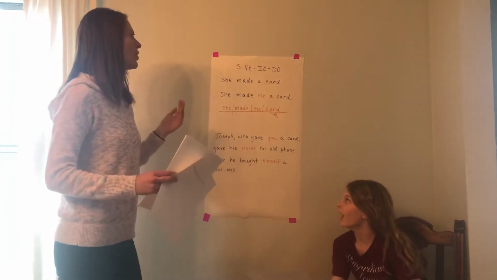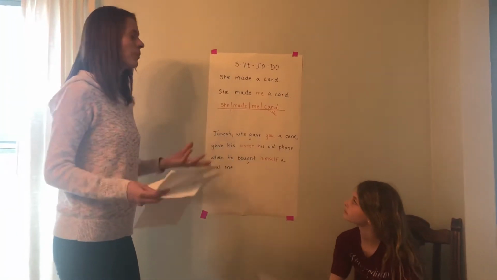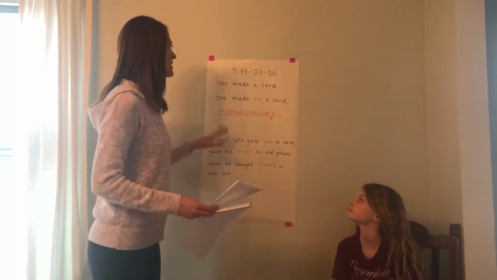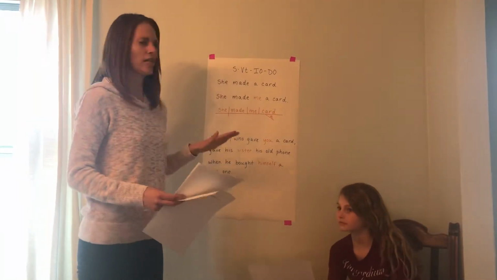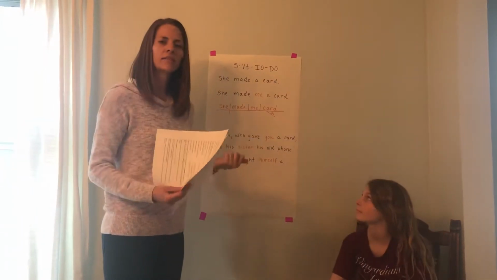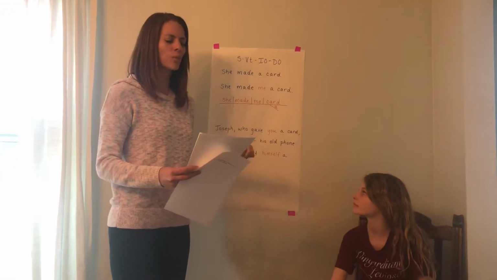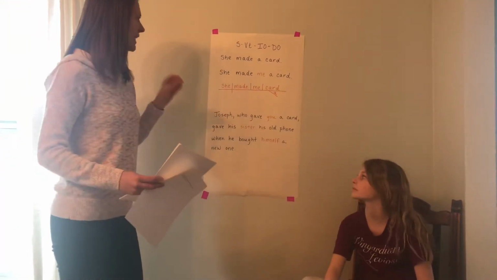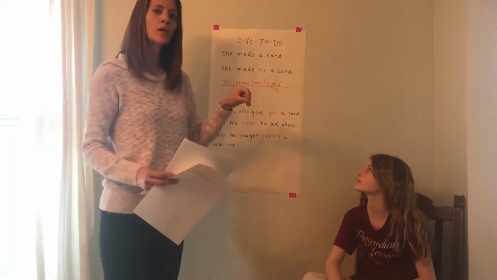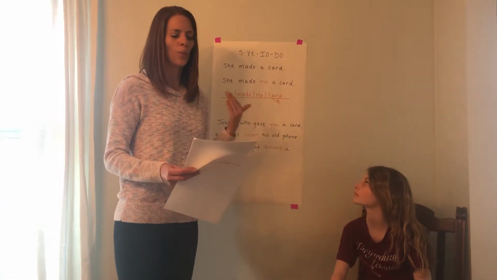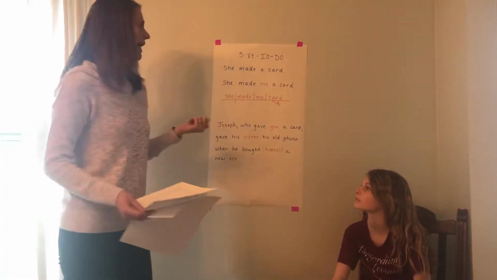Okay, so something that is very important to clarify is that the indirect object is not receiving the action of the verb. Rather, the indirect object answers the question for whom or for what did the subject perform the action.